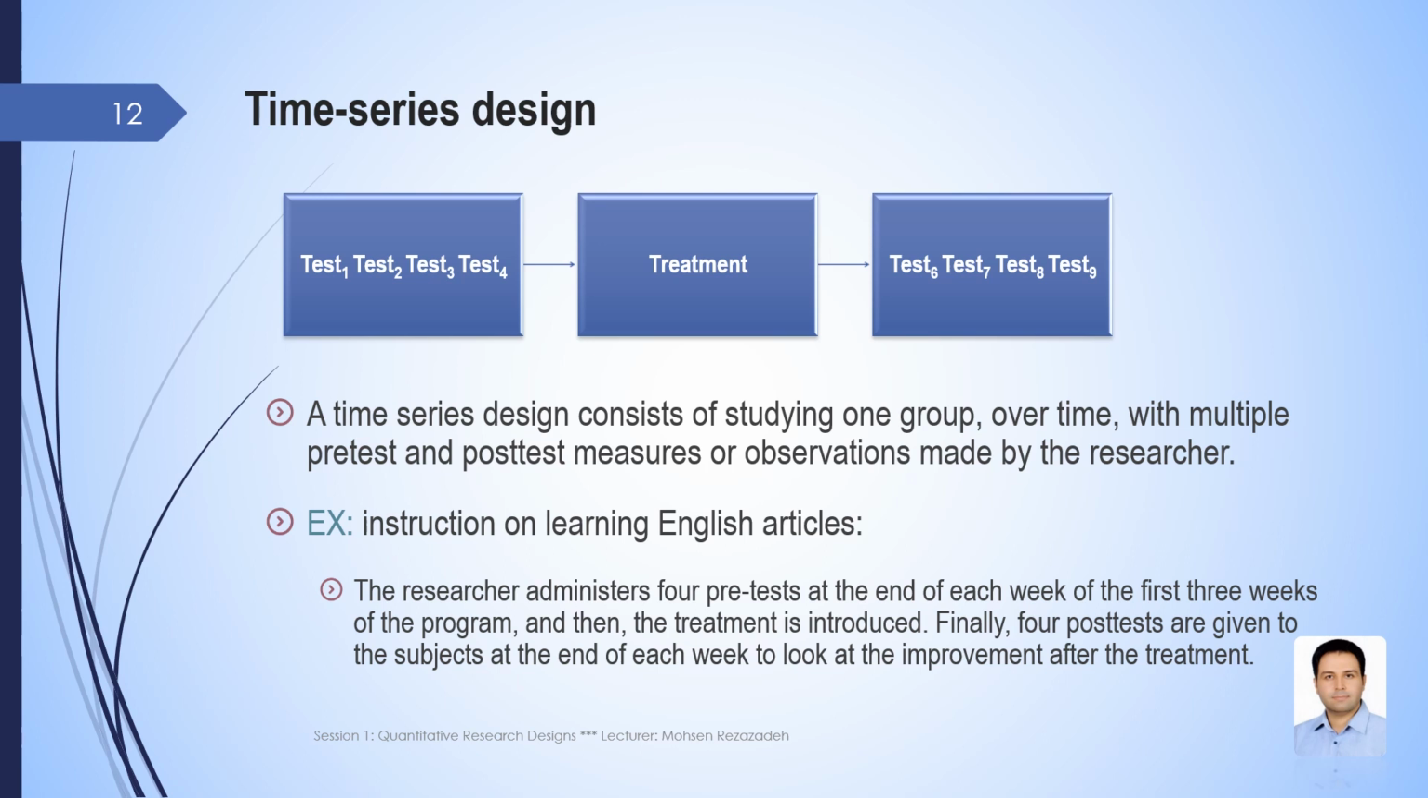As I said, the reason that we have several pretests and several post-tests is because we don't have a control group. So we need to compensate for the lack of the control group. And this is why we have time series design. In fact, this design is among the simplest designs in second language research.